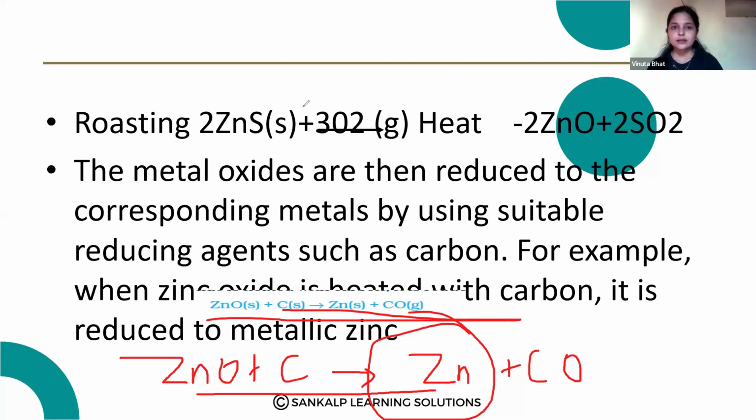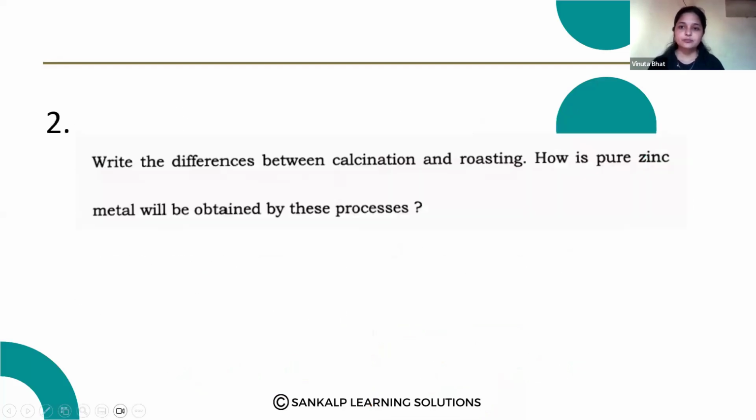So in this calcination and roasting method, mainly for zinc carbonates, the calcination process is used to convert them into oxides, and roasting is used for the zinc sulfide ores.